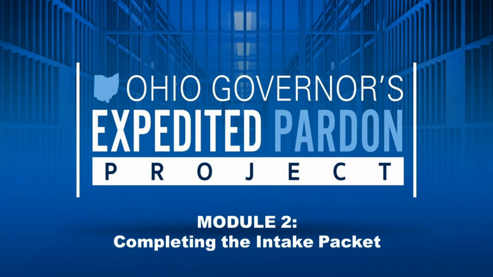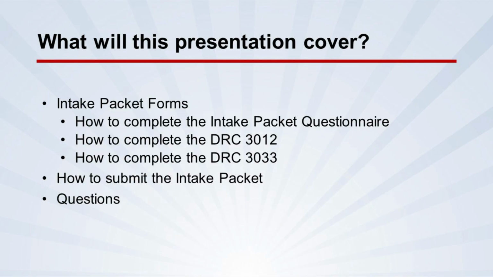This presentation provides detailed instructions on how to complete the intake packet for people interested in applying for an expedited pardon. This presentation will cover the following: the forms that make up the required intake packet, step-by-step instructions on how to complete the intake packet questionnaire, DRC 3012 Clemency Release of Information, and DRC 3033 Expedited Pardon Process Checklist, how to submit the intake packet, and how to reach out with questions.